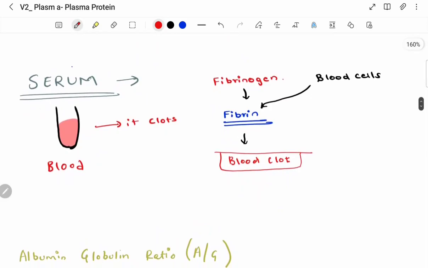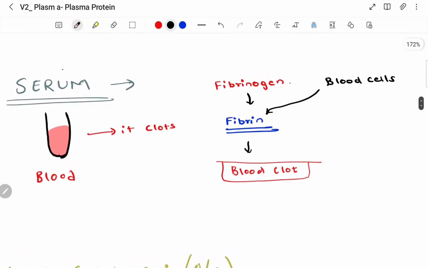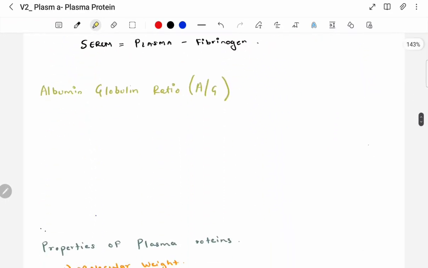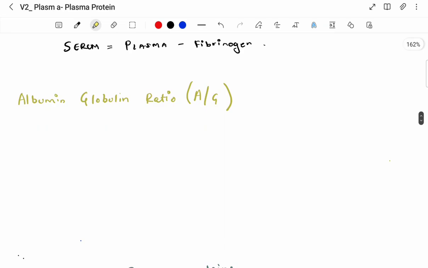So you can say serum is equal to plasma minus fibrinogen, as fibrinogen is converted into fibrin and is absent in serum. You can see only albumin and globulin are found in serum, so usually we call them serum albumin and serum globulin.